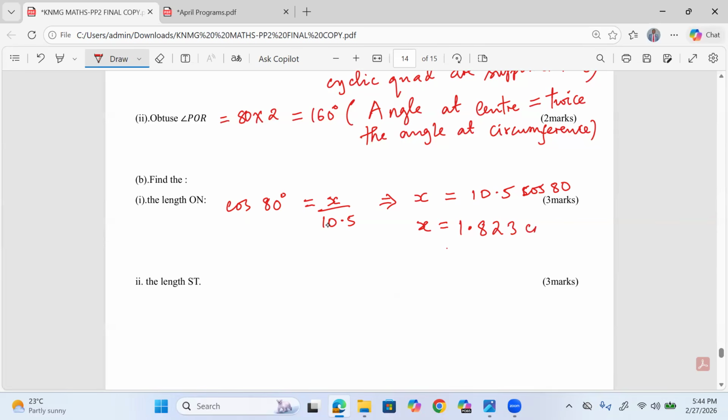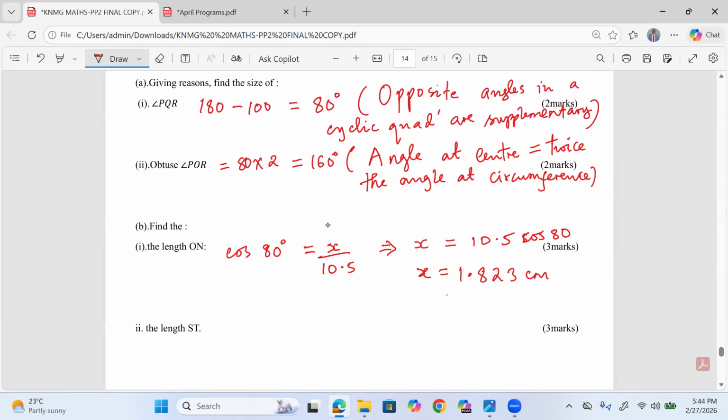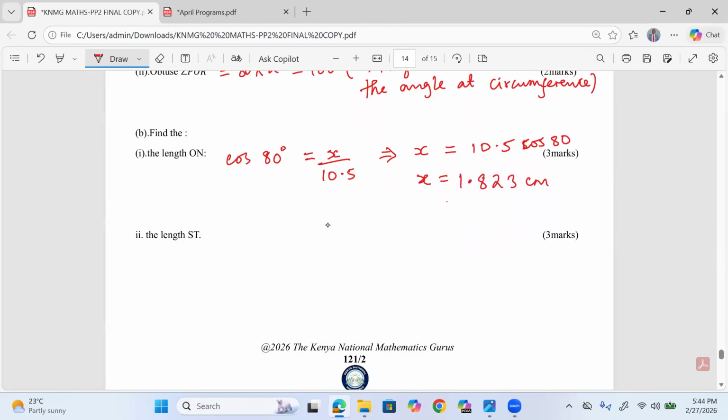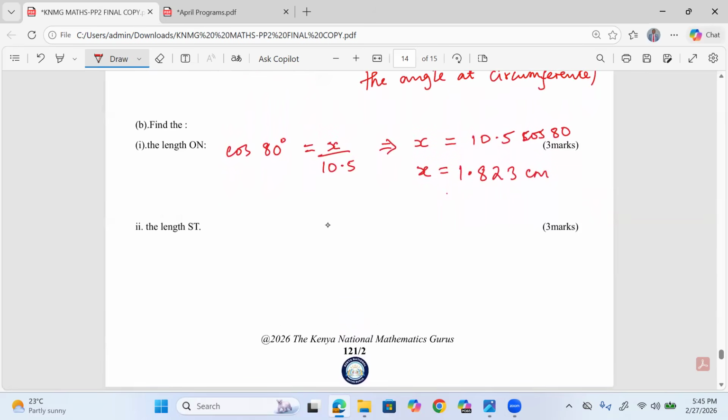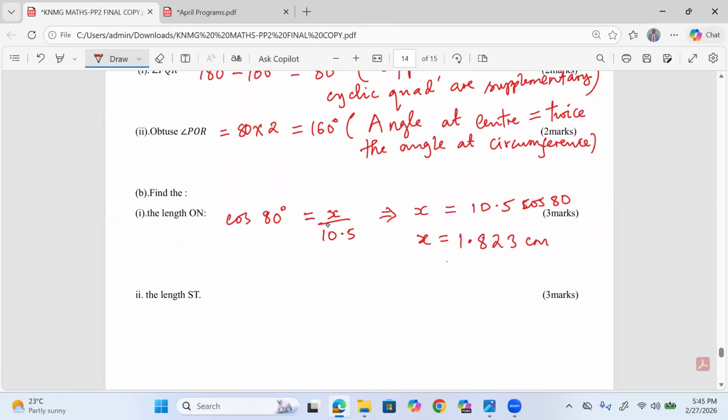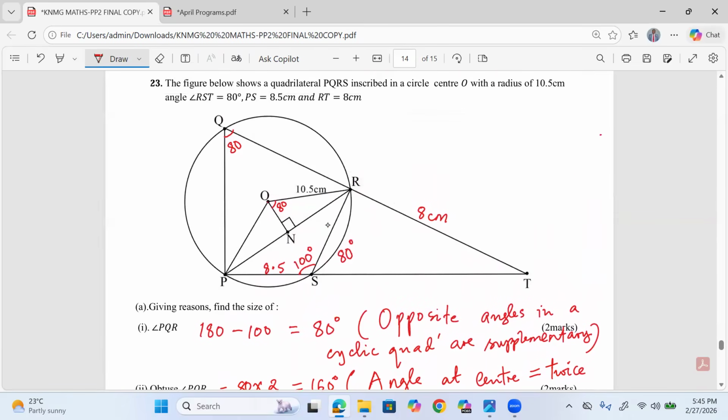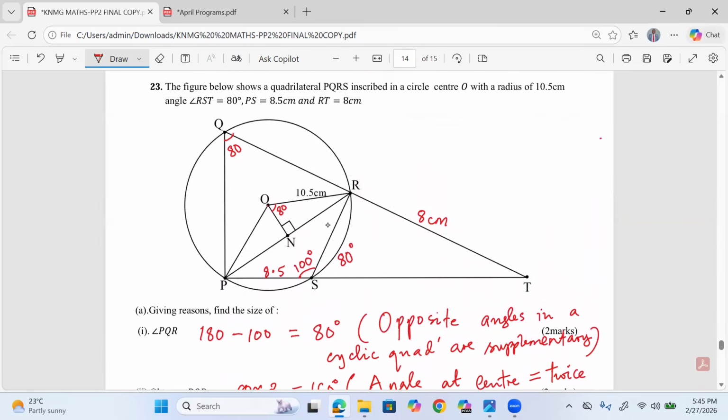1.823 centimeters for significant figures accuracy. We are at part 2 of the same question. We need to find the length ST. Where is ST? The length ST.